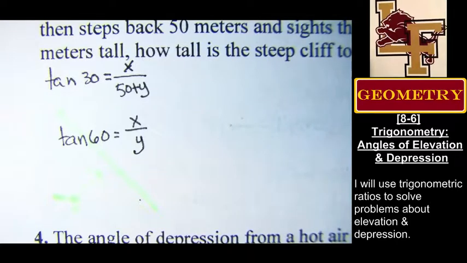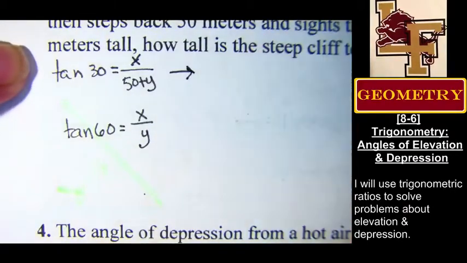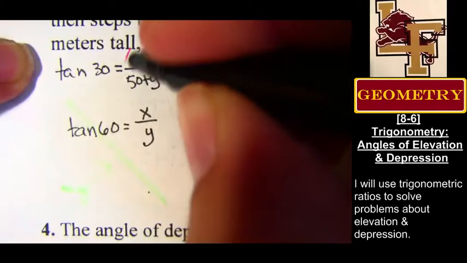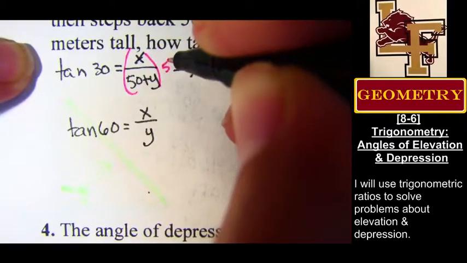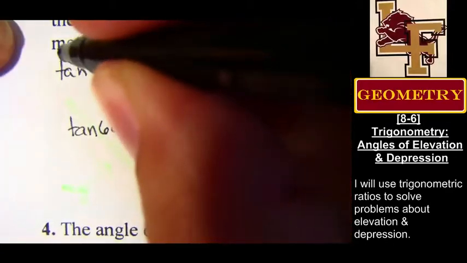The fractions are bothering me. Are they bothering you? I don't like fractions in my equation. They make me nervous. So I'm going to go ahead and get rid of them. How do I get rid of fractions in an equation? Multiply by the entire denominator, which in this case is 50 plus y. Good.